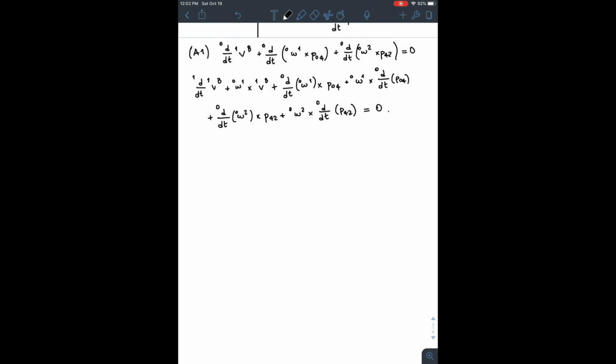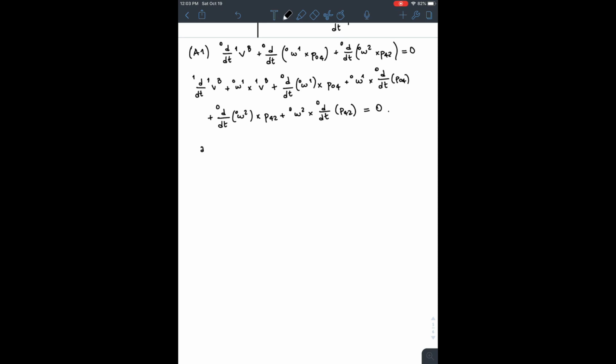So again, product rule of differentiation, d dt in 0 of angular velocity of 2 in 0 cross P42 plus angular velocity of 2 in 0 cross d dt of P42 equals 0. Okay, let's try and simplify this equation. Let's start working on the first term here. The first term is the derivative, the time derivative of the velocity of b in 1 in frame 1. If you go back to our lecture slides, this is exactly the definition of an acceleration of a point.